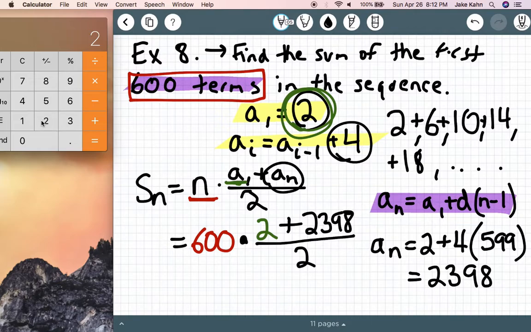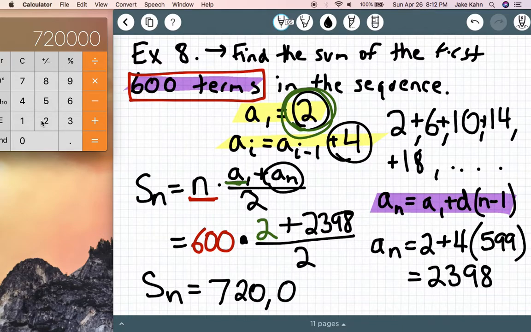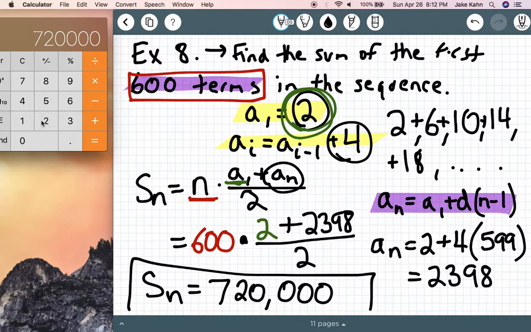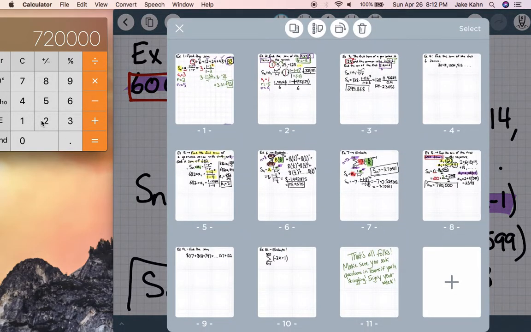And I just multiplied it by the wrong thing. Give me 1 sec. Divide it by 2 times 600 is going to give us the sum of that series. The sum of this arithmetic series, the first 600 terms in this series, is 720,000. We have one more example after this one, and then we're good to go.